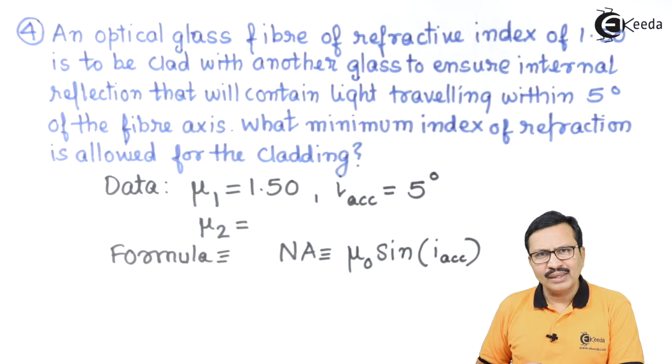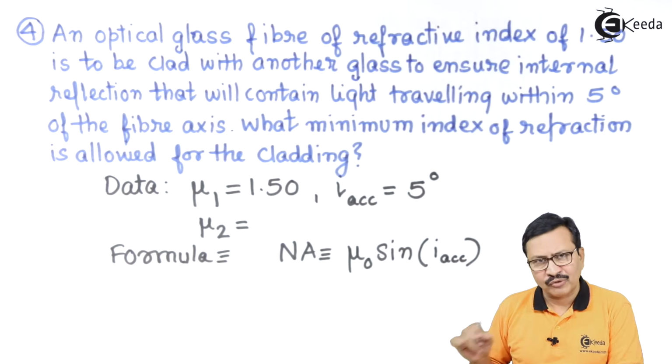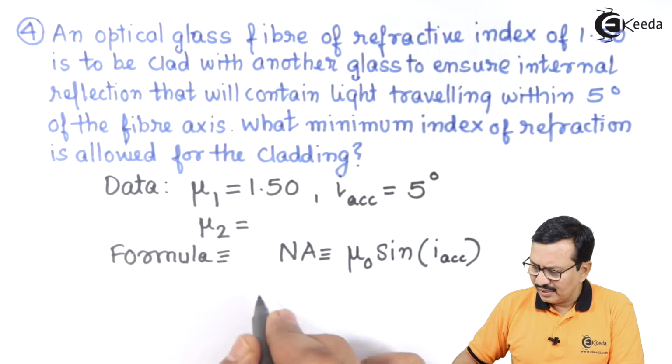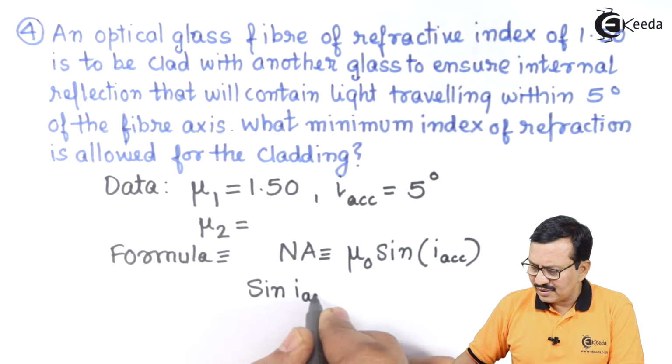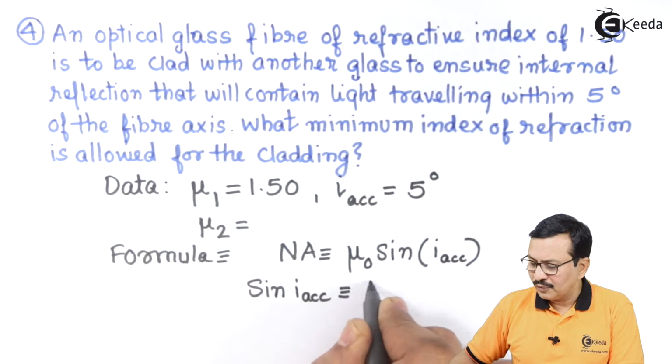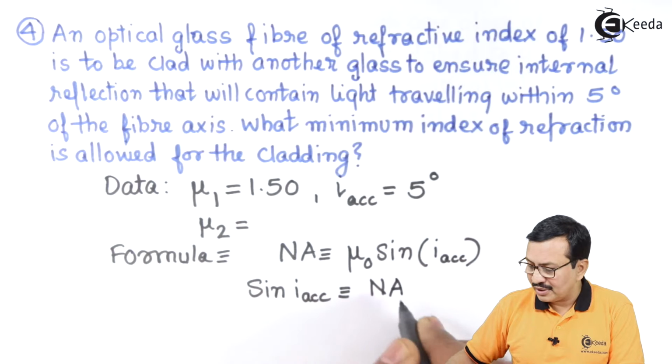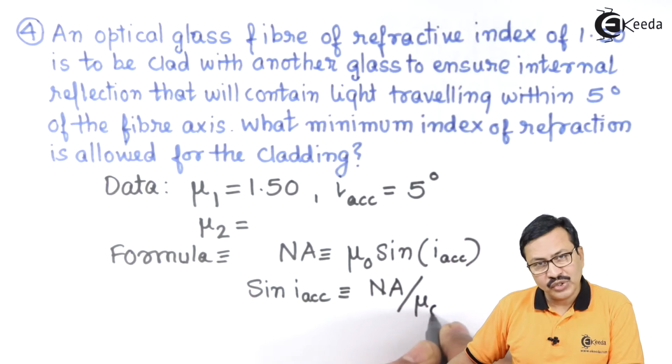Do we know the numerical aperture for this? We do not know the numerical aperture for this. But do I know what is the sine of the angle of acceptance? Yes, I know the sine of the value of the angle of acceptance. So let us start from there. So from here, you can say that the sine of theta ACC is equal to the numerical aperture divided by mu0.